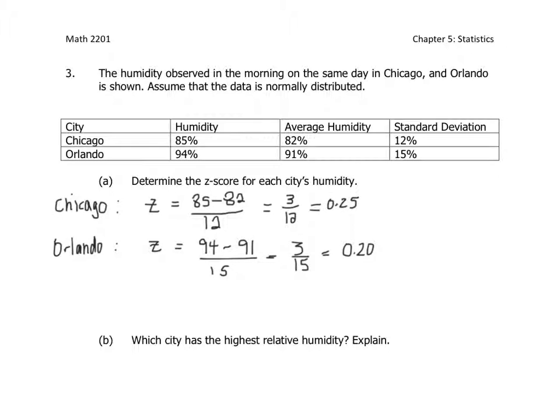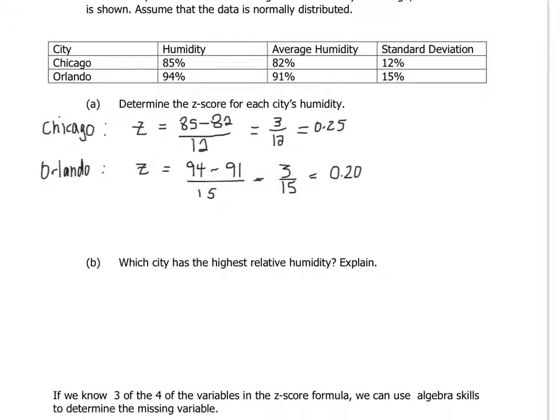And in question B, it says which city has the highest relative humidity, and again that would be Chicago, since it has a higher z-score. When you're comparing them both to the same normal distribution, the standard normal curve, then Chicago has a little bit higher z-score than Orlando, and that would mean that it would be a little bit higher than average in terms of its relative humidity.